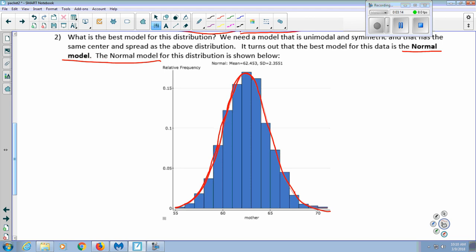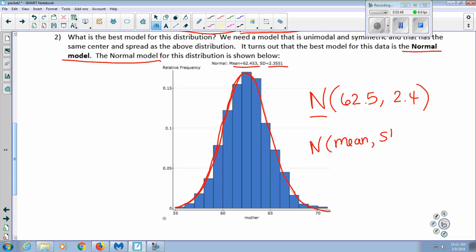And we would say that this is normal if we were using our notation for a normal model. So we use the N for normal. And the first thing we would do to tell specifically what model we're using is we put the mean in here. Normal mean is 62, let's round to 62.5, and our standard deviation is 2.4. So our estimates above, when we first looked at it, were pretty good. It's typical to write our normal, and we write our mean, comma, our standard deviation. So that's what I did above.